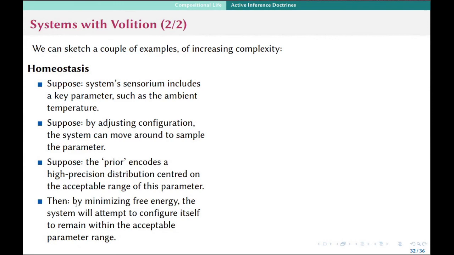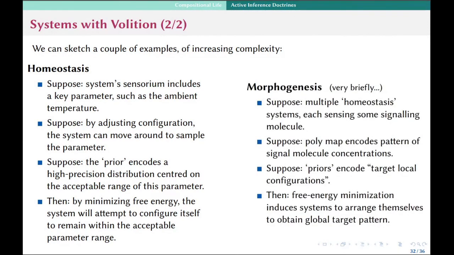And if we think that we've got multiple of these systems doing this homeostasis thing, or obtaining some desired parameter configuration, we can think of morphogenesis. Now let's think of this parameter as like some signaling molecule in the environment. The map of polynomials encodes the pattern of signaling molecule that is received by each system, given the configuration of the rest of the systems. And suppose that the priors of these systems encode target local configurations, like the preferences of what's near me, around me. Then doing free energy minimization induces the systems as a whole to arrange themselves to obtain some global target pattern. And we can think of this as forming a particular composite morphology, morphogenesis.